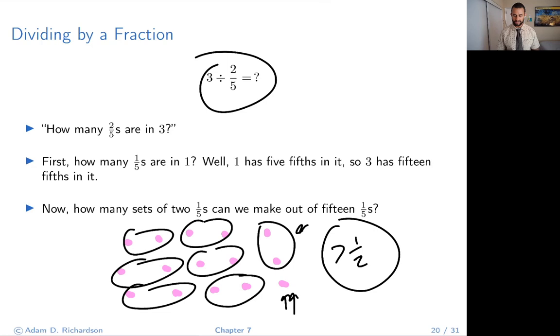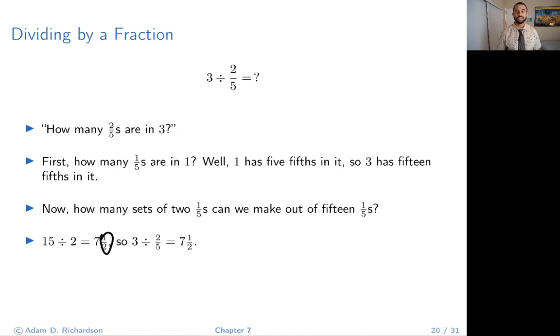All right, so let's check this out. 15 divided by 2 is 7, and then there was that other half of a time, right? It's a half. What's the referent unit? So 3 divided by 2/5 is 7 1/2. Pretty awesome, huh? So there's the inversion and the multiplication. It's not really an inversion at all. It's just asking how many of those unit fractions fit inside of the unit, and then repeatedly adding that quantity.